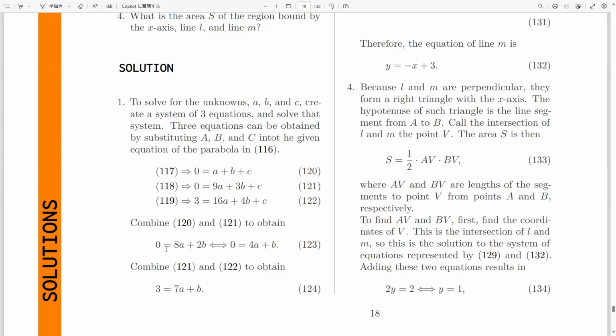Now you notice that it's divisible by 2, so we divide everything by 2. We get 0 on this side. We get 4a plus b on this side. So this is our new equation. That is from the first two equations.